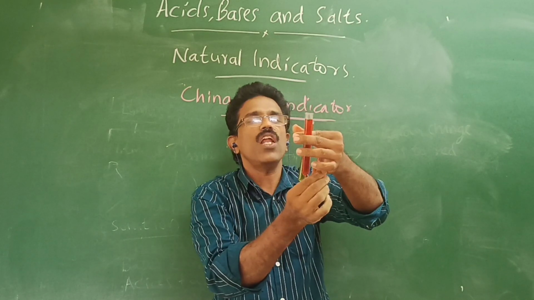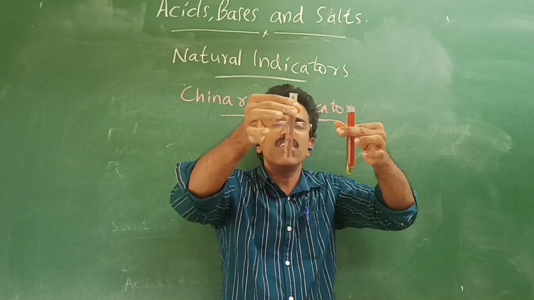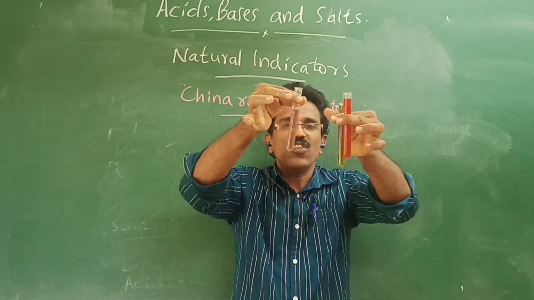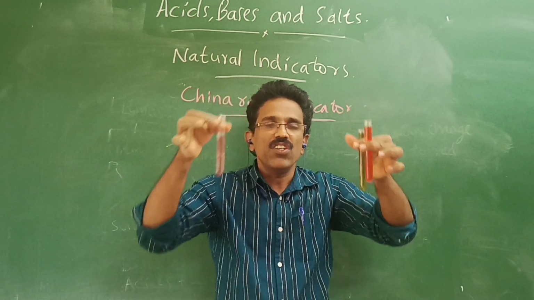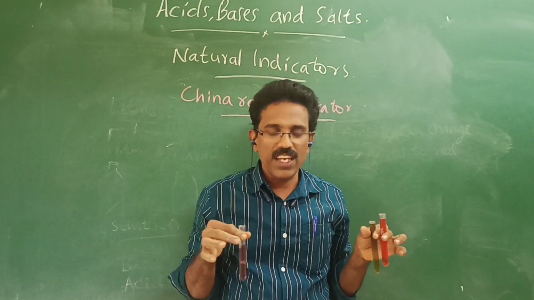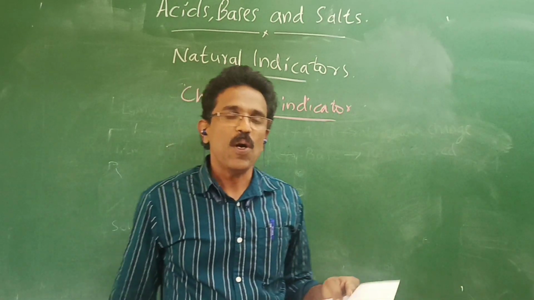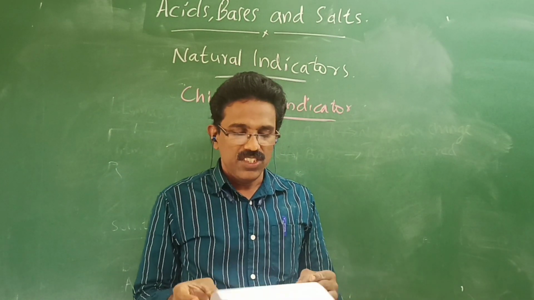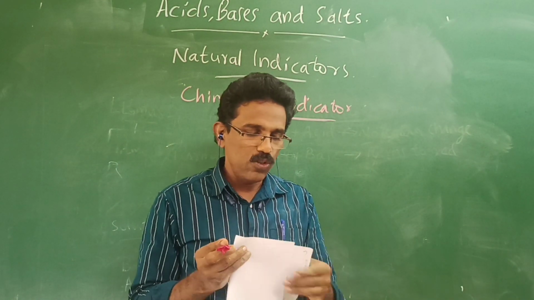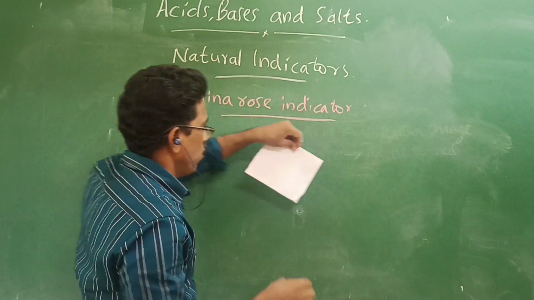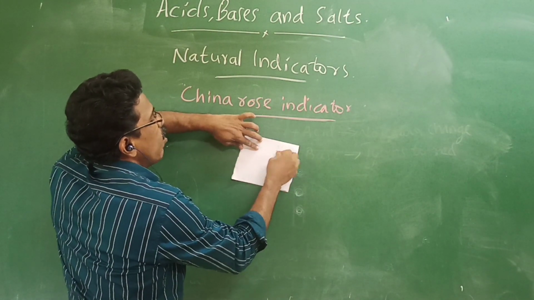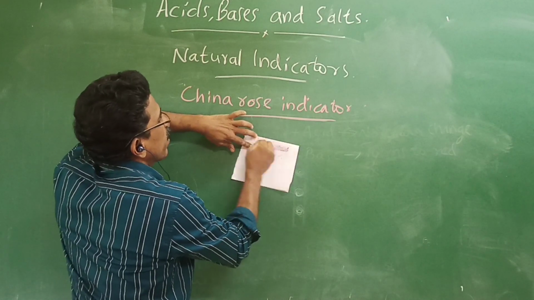It is the original solution. It is orange color. Okay, so you can see the difference. So it is China-rose indicator. If you want to prepare this China-rose paper, that's also possible. China-rose paper also. Just apply the petal of China-rose on the paper.